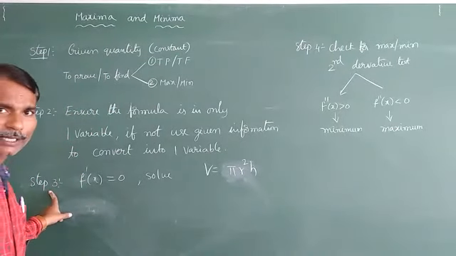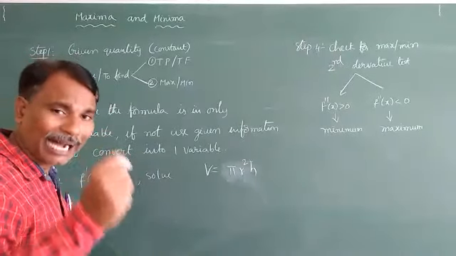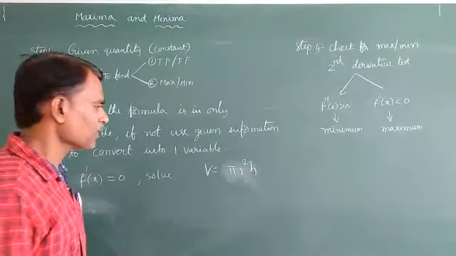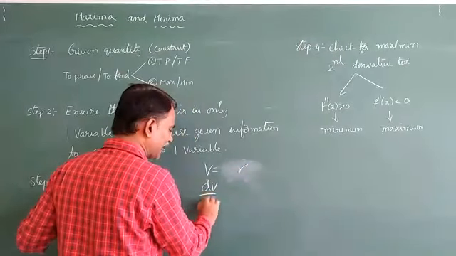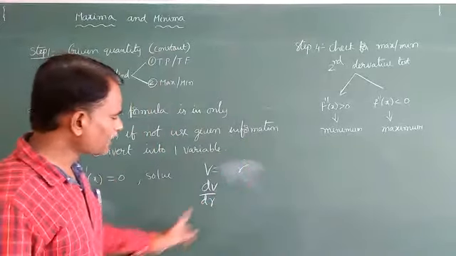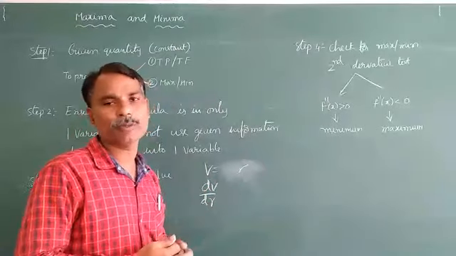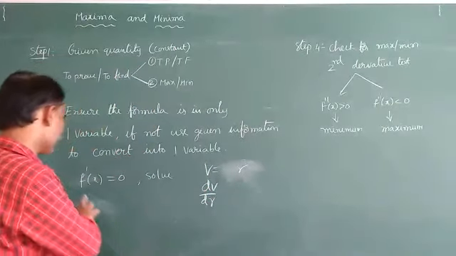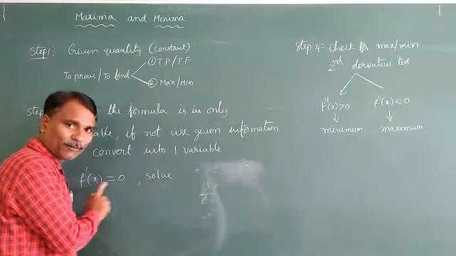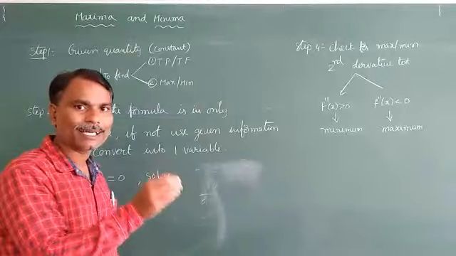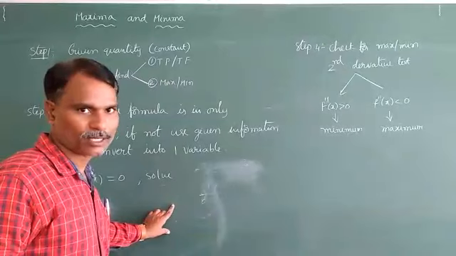Third step. Now the formula is clearly written, so whatever the variable is, you have to differentiate with respect to the same variable. If it is completely in terms of r, calculate dV by dr. If it is completely in terms of h, dV by dh. Then set the first derivative equal to 0 and solve, and you will get the critical points. Just write the critical points here.